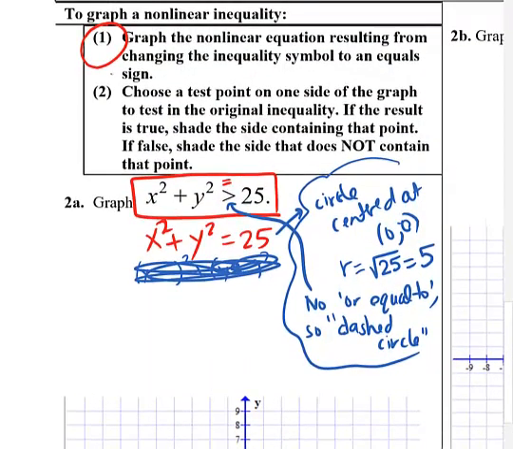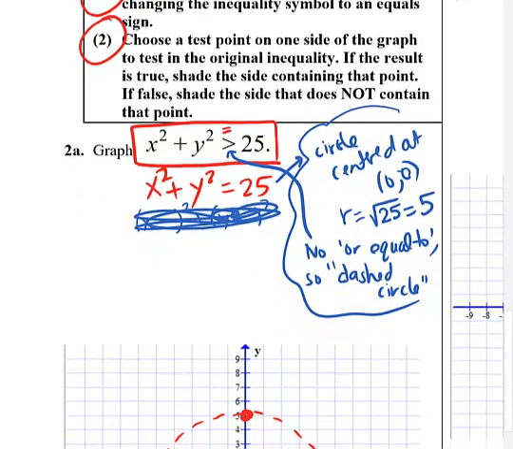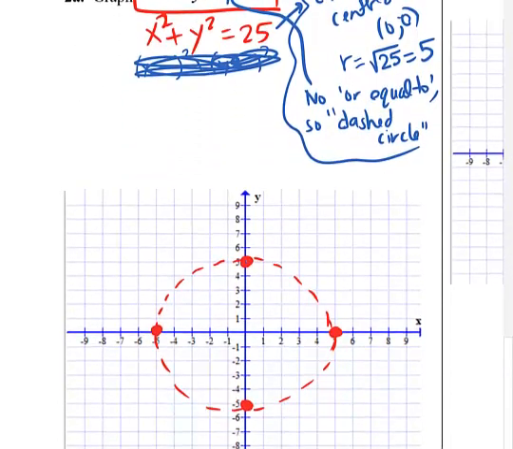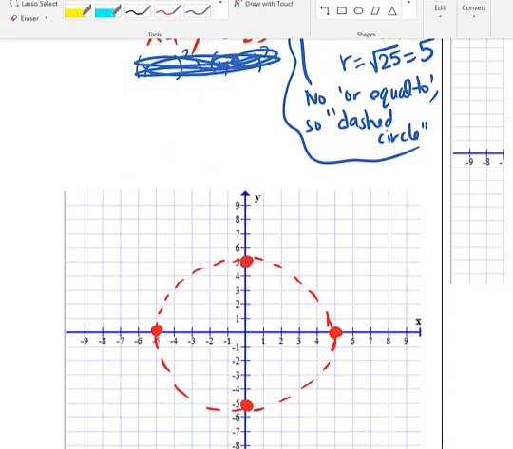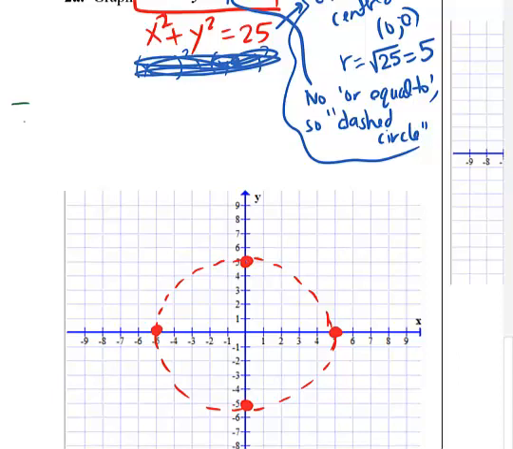So what we're going to do is choose a test point on one side of the graph. So either a point inside the circle or outside the circle to test in the original inequality. Well, personally, my favorite point in the whole world is 0, 0 because it's so nice. So I think that's what I'll do, I'm going to test 0, 0. You can test any point on the whole coordinate system as long as it's not on your graph.